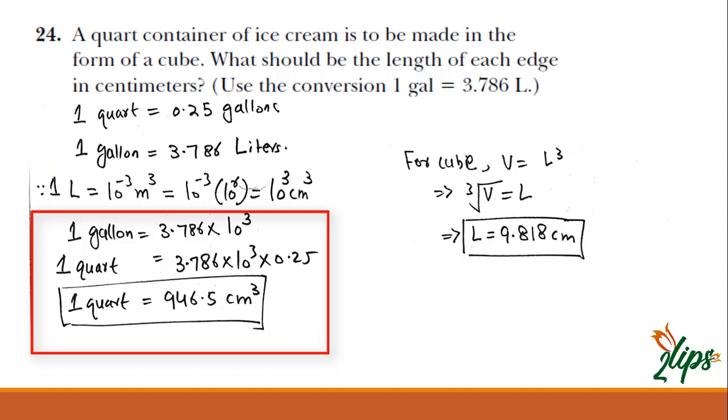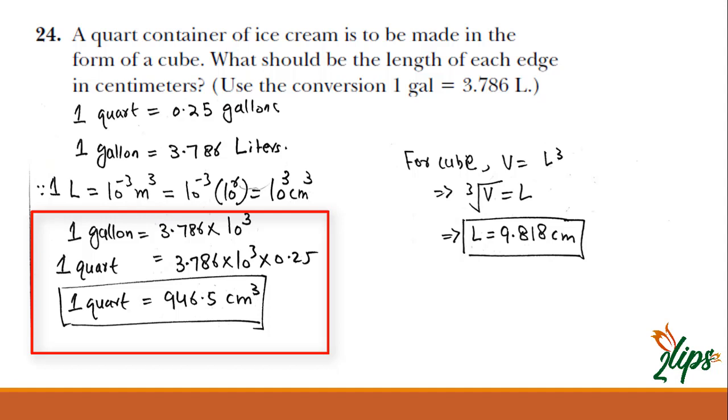This expression gives the relation between liter and meter cube, so I can convert it into centimeter cube. This will give me 10 raised to power 3 centimeter cube. It is given in the question that 1 gallon is equal to 3.786 liters, but 1 liter is equal to 10 raised to power 3 centimeter cube. So here I will get 3.786 times 10 raised to power 3 centimeter cube for 1 gallon. Now I can put the relation between gallons and quarts: 1 quart is equal to 0.25 gallons.